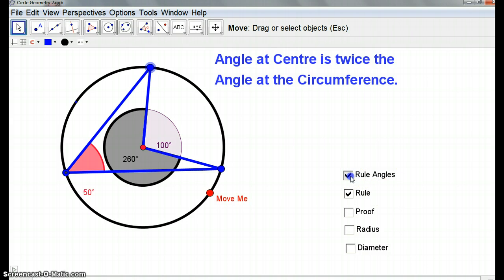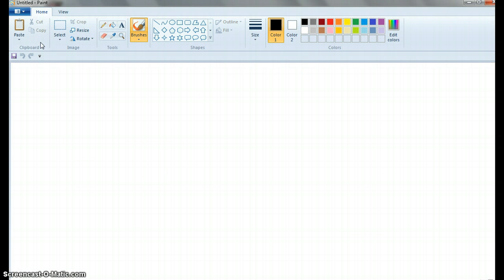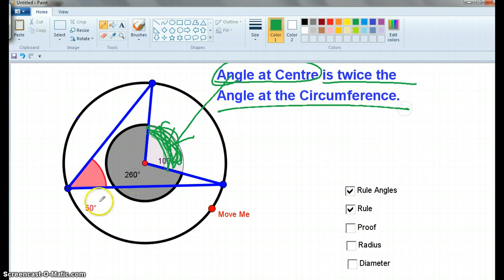I'll leave that there. Function print screen, I'll go into Paint so I can scribble all over it. So what I'm trying to show is that this here is the angle at the centre. That one here, okay? The angle at the centre is twice the angle at the circumference. This is the angle at the circumference. So if this is x, that's 2x.